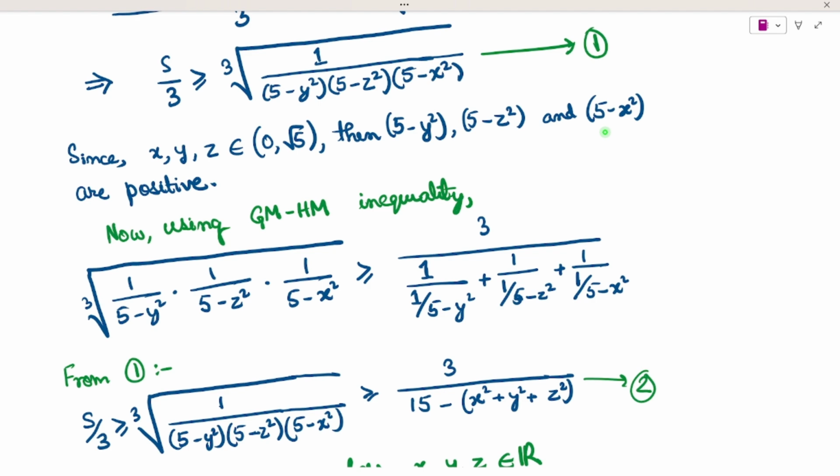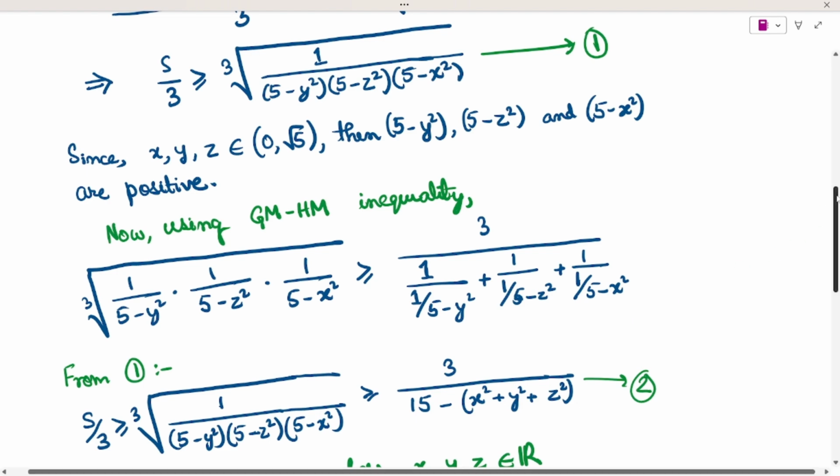So, considering those as another set of positive real numbers, let us say b1, b2, and b3, we can apply the GM-HM inequality, or geometric mean and harmonic mean inequality, sorry. So it would be the cube root of b1 into b2 into b3, which is 1 by (5 minus y square) into 1 by (5 minus z square) into 1 by (5 minus x square), which has to be greater than or equal to 3 by (1 by b1 plus 1 by b2 plus 1 by b3). Now, b1 is again 1 by (5 minus y square), b2 is 1 by (5 minus z square), and b3 is 1 by (5 minus x square).